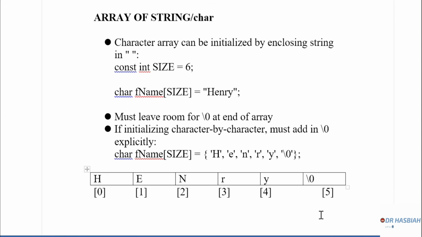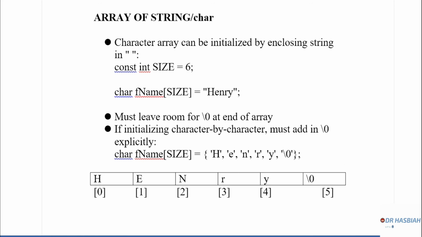So this is the array of char. It is quite different between an array of char and an array of float or an array of integer. Array of char means you want to input the char or the alphabet, the character, into the box. The character might be your name, your address. That is char, not a number. So if you use an array and the data type is char, you have to make sure you reserve the last box for the \0 or null character, right?